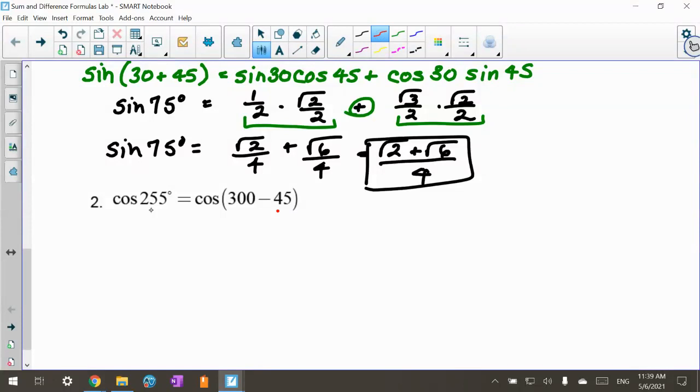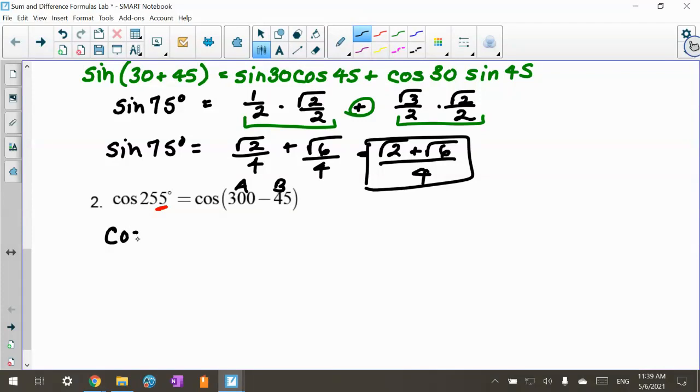Well, one of the things I want to show you, if it ends in a 5, the only angle on our table that ends in a 5 is 45. So you know you got to do something with it. So I'm going to use the cosine of 300 minus 45. So this is my A and this is my B. Now the only thing with the cosine of 300 is that's not on my table, so I have to do reference angles. But before I start, let's just get the formula set up.